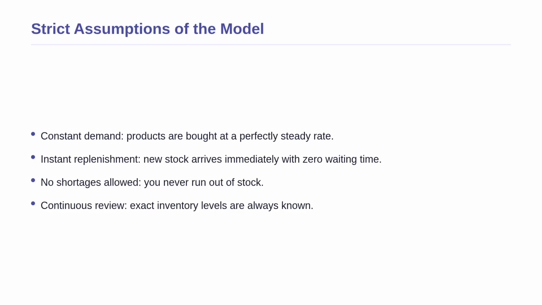Before we build our mathematical model, we must establish the ground rules. To make this calculation work, the basic EOQ model relies on a few strict assumptions that simplify reality. First, it assumes constant demand, meaning customers buy the product at a perfectly steady rate all year long. Second, it assumes instant replenishment, so the moment you order, stock arrives with zero waiting time. Third, no shortages are allowed. You never run out of stock. Finally, it assumes continuous review, meaning you always know your exact inventory level. While real life is messier, these rules provide a powerful baseline.